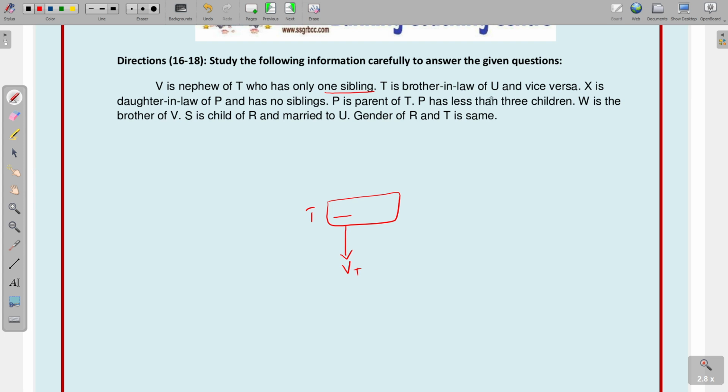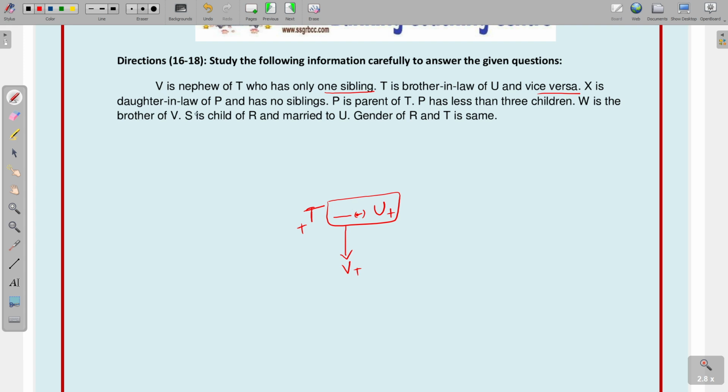T is the brother-in-law of U and vice versa. Okay, T is the brother-in-law of U. U is also the brother-in-law of T. And next, this person is the female candidate. This female candidate is married to U.